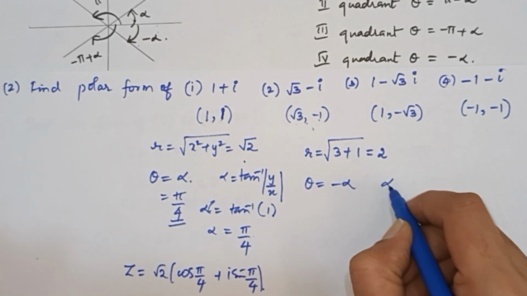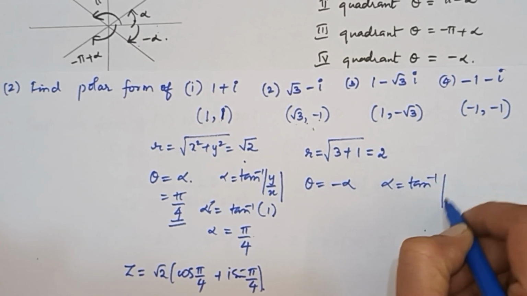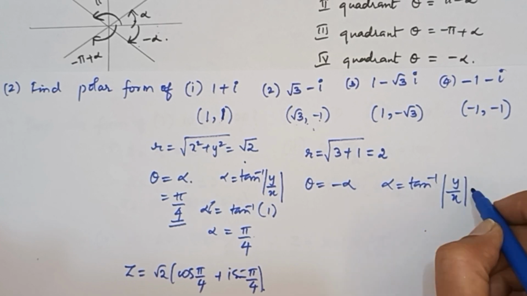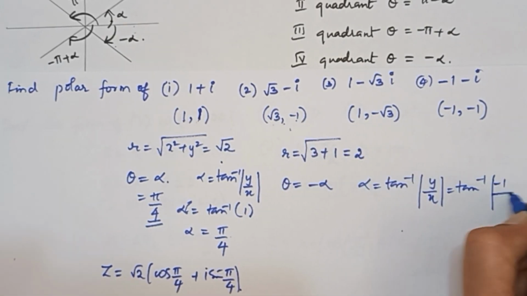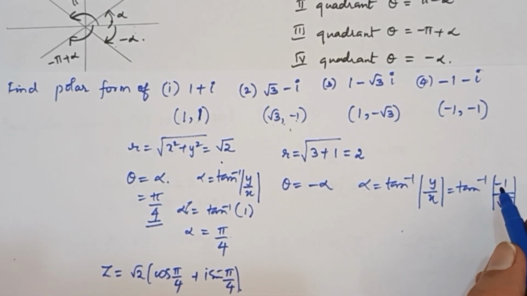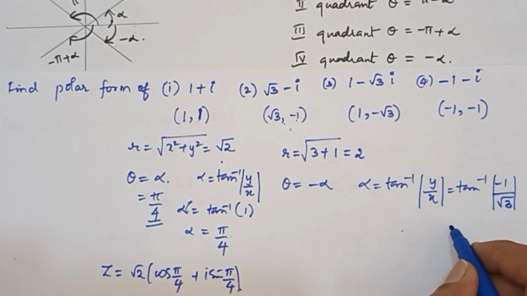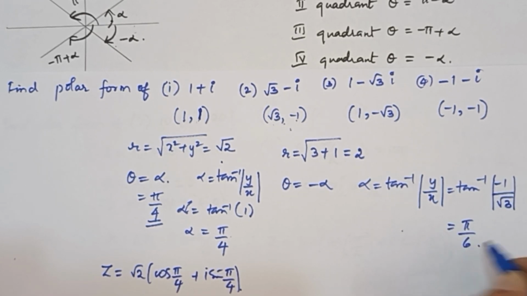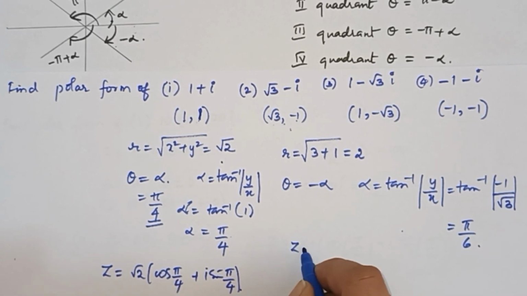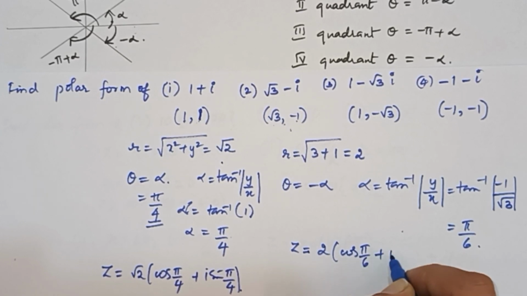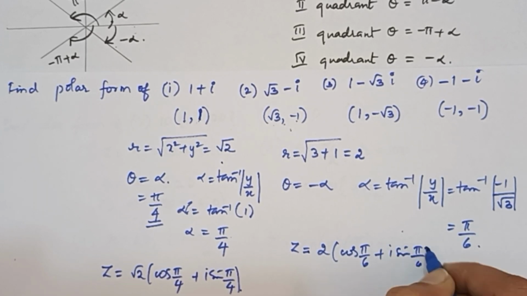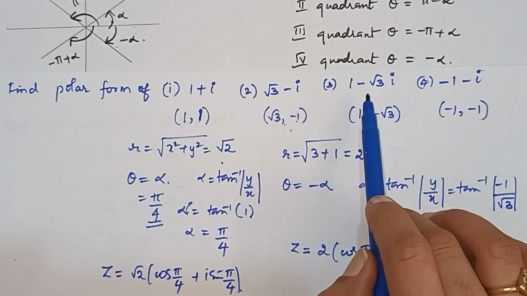Now we need alpha first. Alpha is tan inverse of modulus of y by x, which is equal to tan inverse of modulus of minus 1 by root 3. Therefore, tan inverse of 1 by root 3 is 30 degrees, so it is pi by 6. Hence its polar form is z equals 2 into cos pi by 6 plus i into sin pi by 6. Now similarly, take up this third problem.